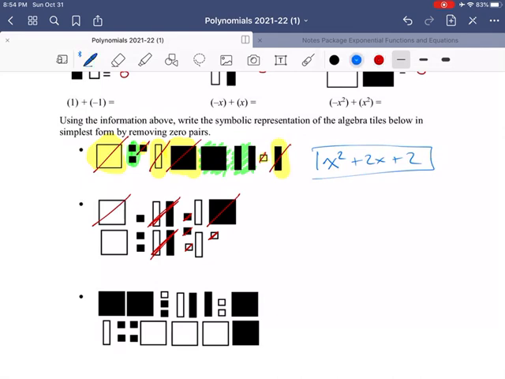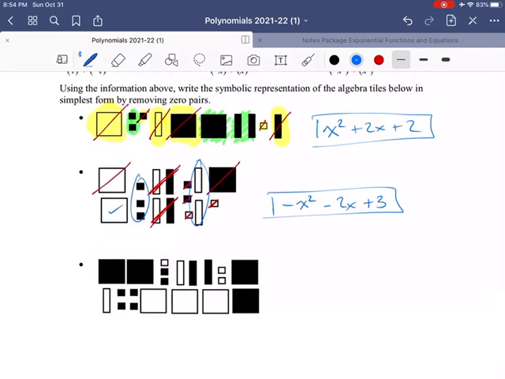Nothing else is a 0 pair, so we're left with writing what we have remaining. So we've got a negative x squared remaining, that's this guy, and we've got negative 2x, and we've got positive 3. And that's our simplified expression. The last one's a little tricky.